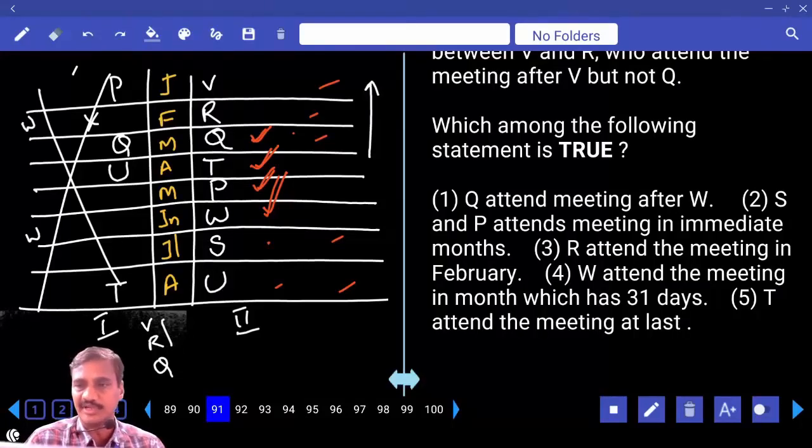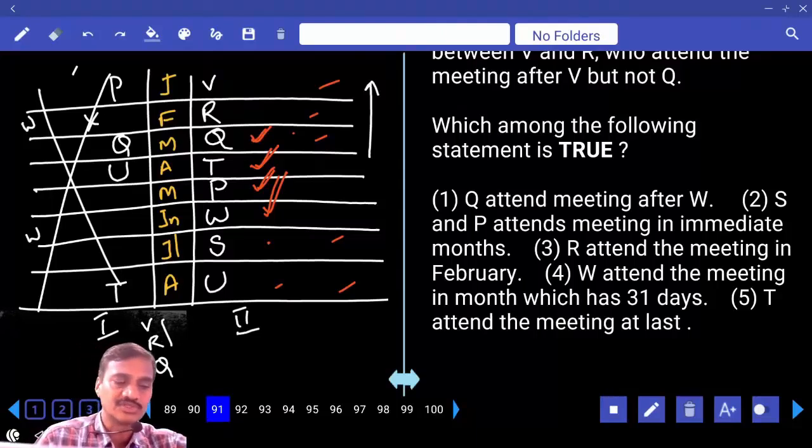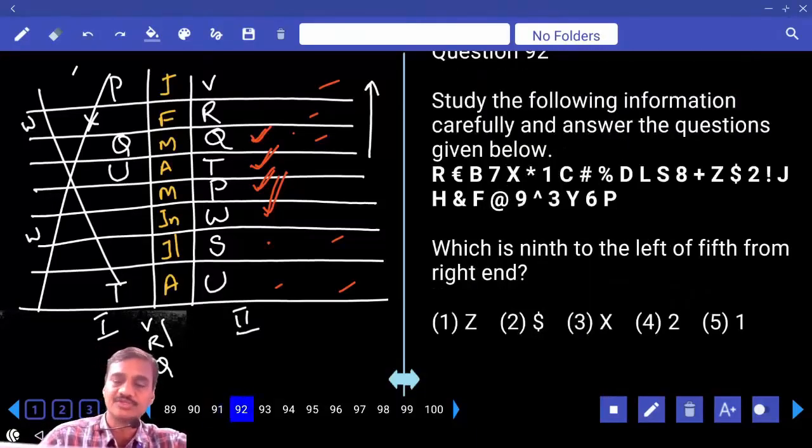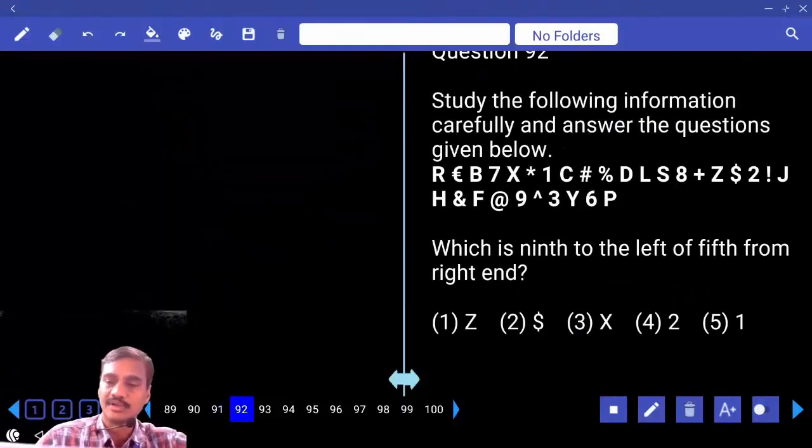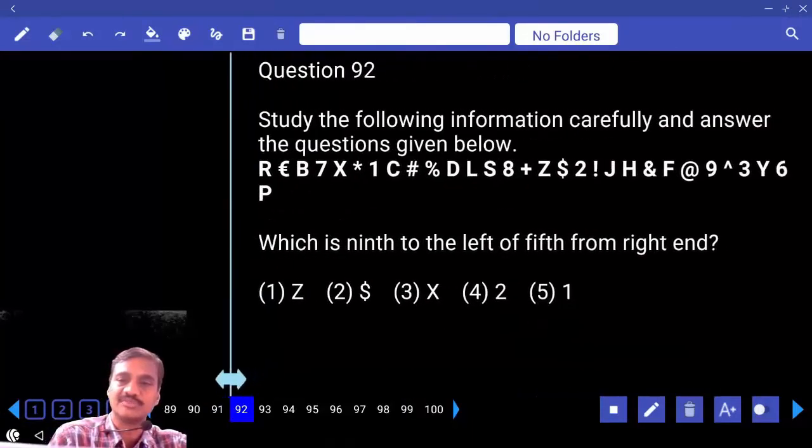S and P attend the meeting in immediate months. S and P in immediate months is false. R attends the meeting in the month of February, definitely true. Choice 3, question number 91. Now 92 onwards, it is based on what?